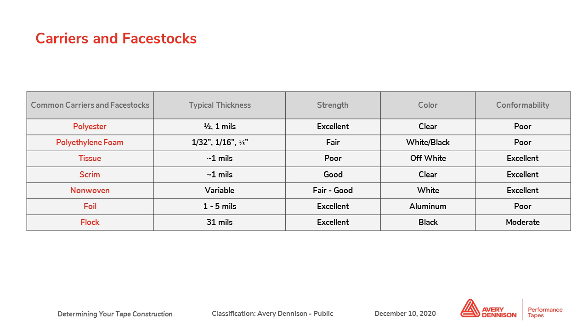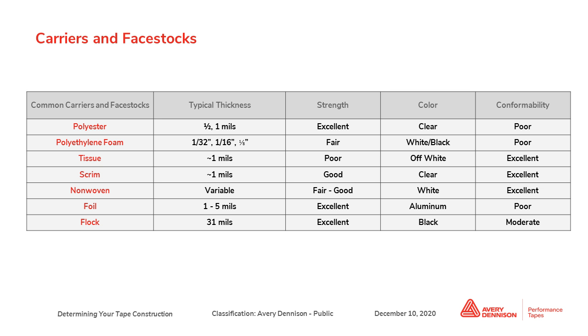So those first 5 that I mentioned are primarily the popular carriers within the tape world and especially in the core series. The last 2, foil and flock, are almost exclusively used as Facestocks, especially in the core series here. So foil is first up here. It's usually available between 1 to 5 mils. It has excellent strength. Of course, it's going to look like aluminum or a metallic-like color, but it does have poor conformability relative to these other materials within this table here. That being said, it still can be quite conformable.